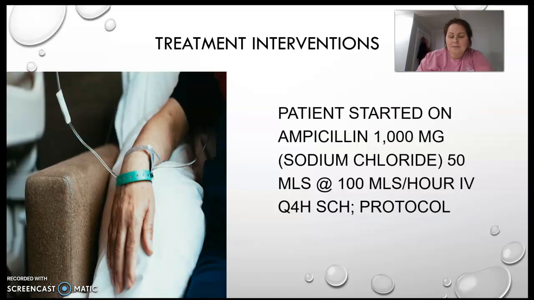At this time, she was given antibiotics and started on ampicillin. She was given the choice whether to proceed with her natural labor or to be moved to C-section due to the fact that she was group B strep positive.